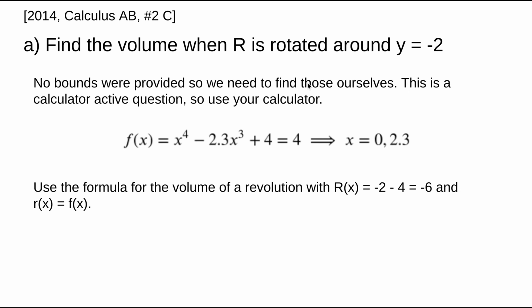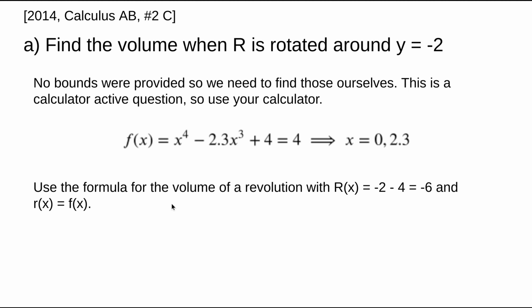Now if we're rotating this around the line y equals negative 2, we do have to take that into account. That's our axis of revolution. And so we have a big radius, which will be negative 2 minus the function which is further away from the line y equals negative 2, which in this case happens to be the line y equals 4. So our big radius is negative 2 minus 4, which is negative 6. And our small radius is going to be negative 2 minus our f of x. It's negative 2 minus f of x.